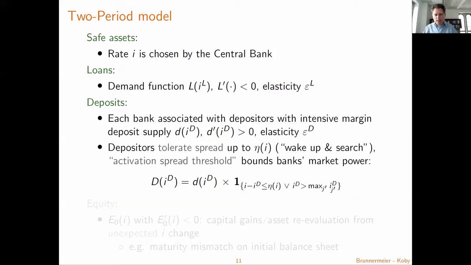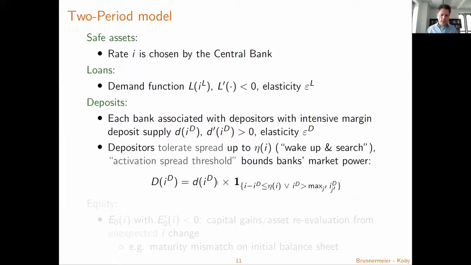The new element here is that if your deposit rate is fairly close to the competitor's deposit rate, your depositors don't switch. There's some switching cost, eta. More generally, if the deposit rate you're offering to your customers is within a certain range, a certain activation spread threshold, then you don't start searching around and go to a competitor. But if it's above that, then you search around and move to your competitor, potentially to somebody who offers a better deposit rate.